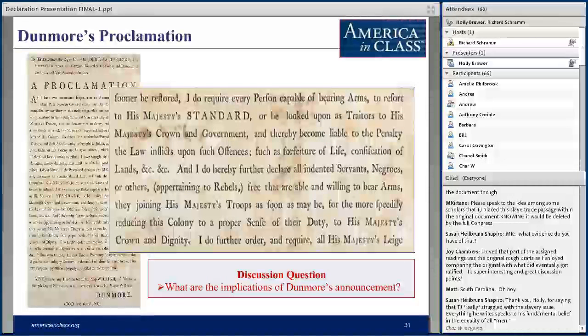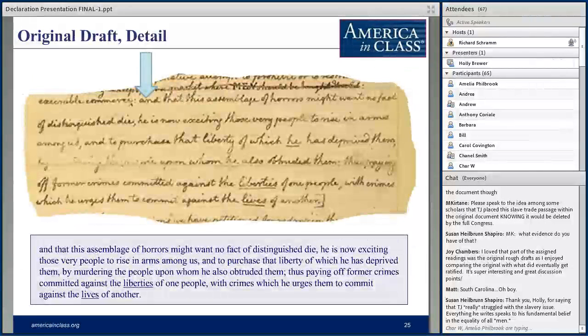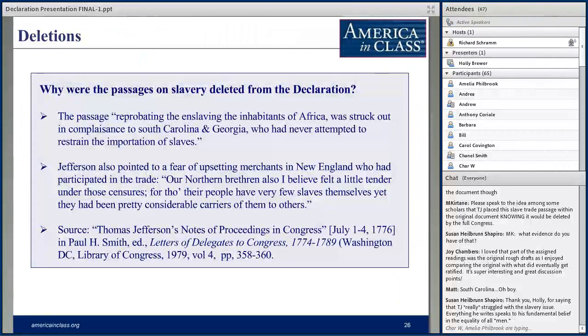We're more familiar with it because the declaration here is referring to Lord Dunmore's proclamation, which said that any servant or Negro who belongs to rebels, if they come and join His Majesty's troops, will get their freedom. And so that particular passage in a slightly different form, or some part of that, did stay in the final document, and we're more aware of that section. So I'm going to now go back to this section.